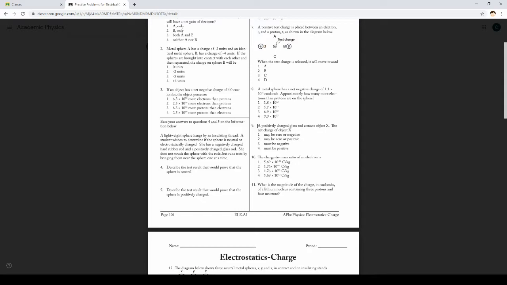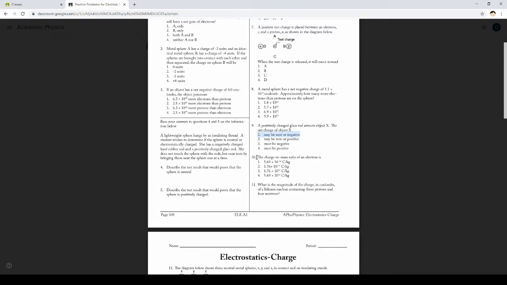Number 9, a positively charged glass rod attracts object X. The net charge on object X, well, if it's attracted to the positively charged rod, object X could be negative, but it could also be neutral and just be polarized. So number 9 is going to be answer choice 1.